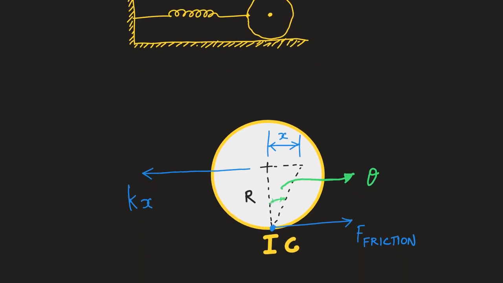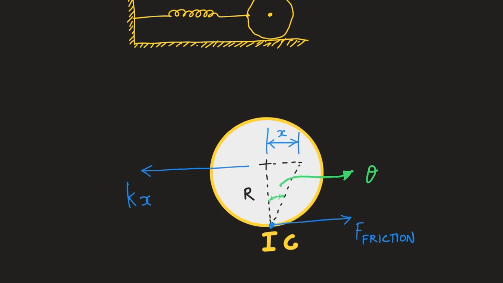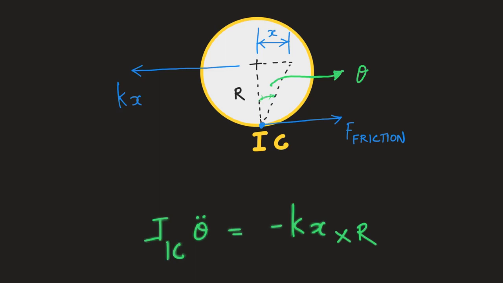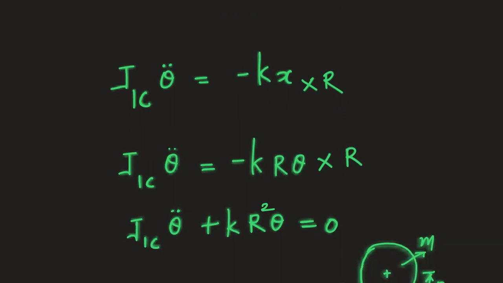Make sense? Then I'm going to take the moment about the point IC. Why IC? Because it is undergoing pure rotation about that point. That makes my life a lot easier. That reduces the complexity of the problem from that of a general plane motion to that of a pure rotation. So now if I write down the equation, J_IC is the polar mass moment of inertia of the disk about the instantaneous center. That's why the subscript IC. It is equal to, actually this is the positive direction of theta, but my kx times this distance, which is the moment caused by the spring force that is opposing the motion. It is trying to make the disk rotate in the other direction. So that's why a minus sign here.